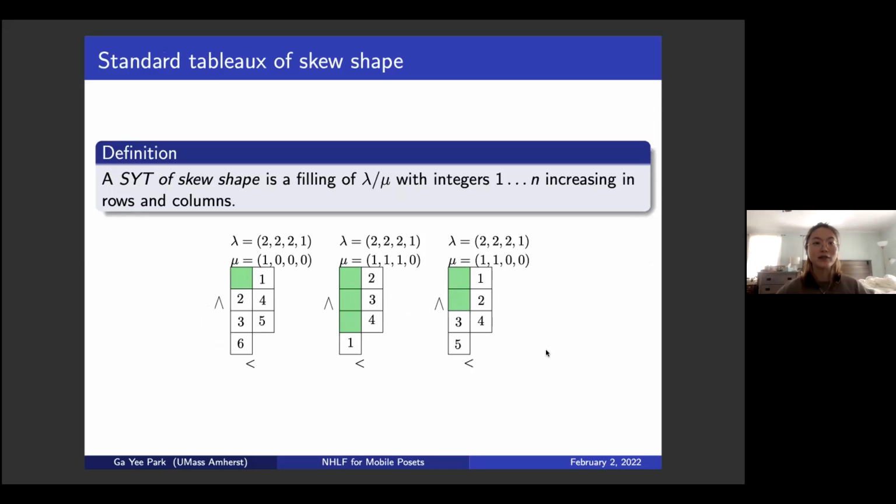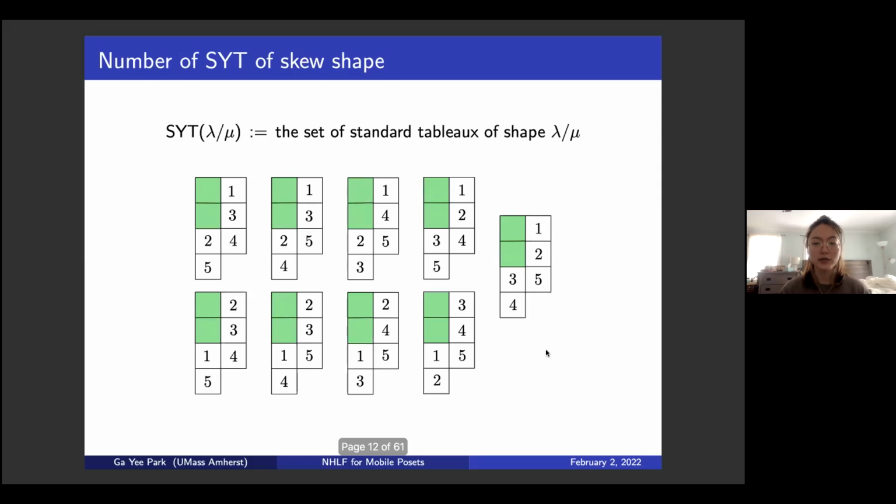And again, we can fill this with numbers, increasing in rows and columns, and these are the examples. And you can already see that for skew shapes, we have more degrees of freedom in this corner. This corner is not restricted by whatever is above, so it doesn't have to be 3 or bigger anymore. It can be as small as 1 actually. So it has a little bit more complexity.